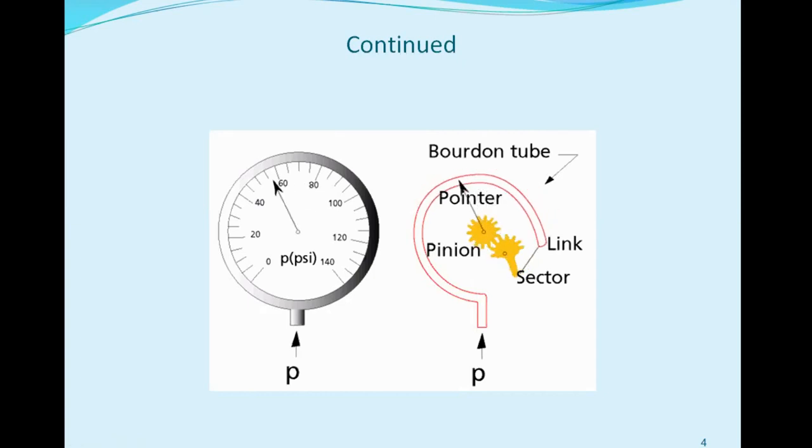So with this Bourdon tube we can measure low to high pressures, say 0 to 1000 psi. The Bourdon tube can measure that. This is another advantage of the Bourdon tube. Understood? So this is the main working of the Bourdon tube.